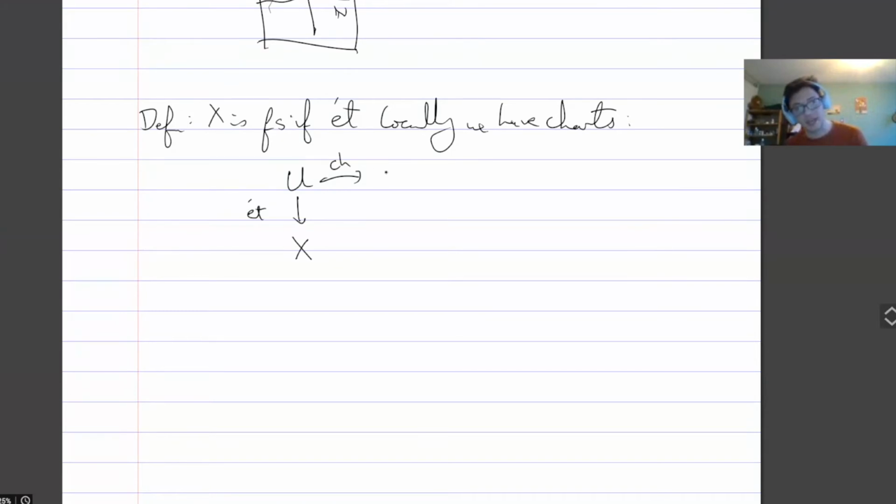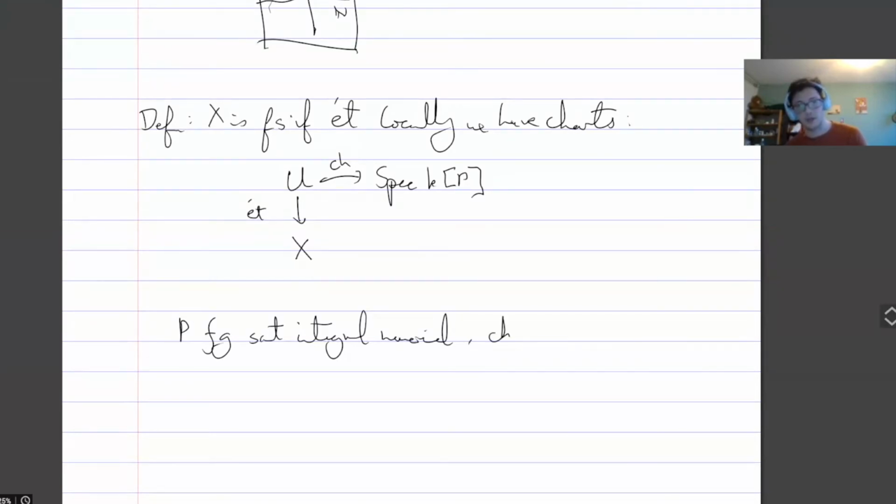This should admit a map chart to Spec K adjoint P. P is again going to be a finitely generated, saturated, integral monoid. And we ask that the chart be strict. So it's really saying, in some sense, that the log structure on X is locally looking like the log structure on a toric variety.